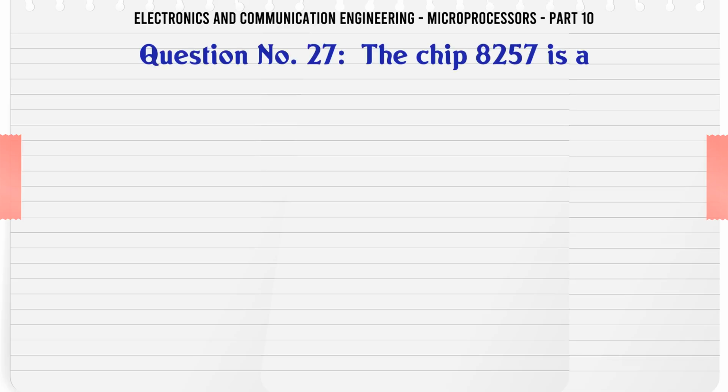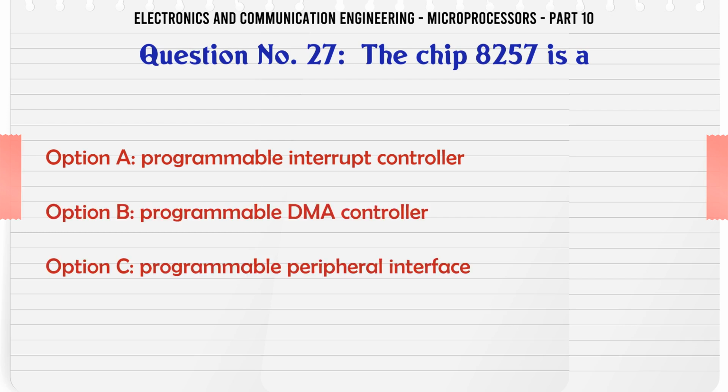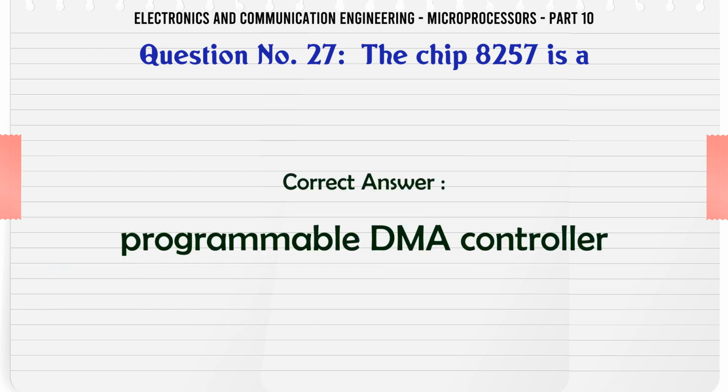The chip 8257 is A. Programmable interrupt controller, B. Programmable DMA controller, C. Programmable peripheral interface, D. None of the above. The correct answer is Programmable DMA controller.